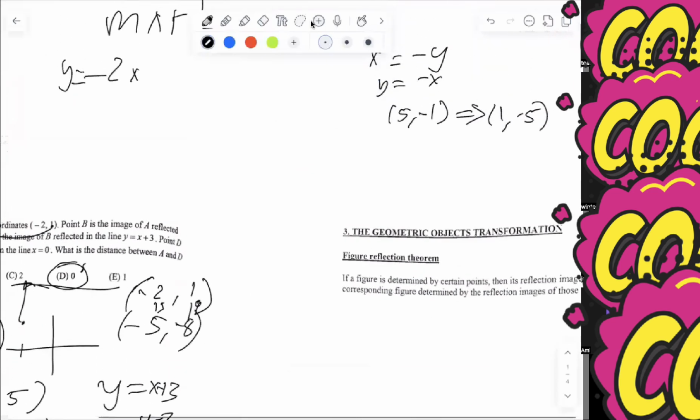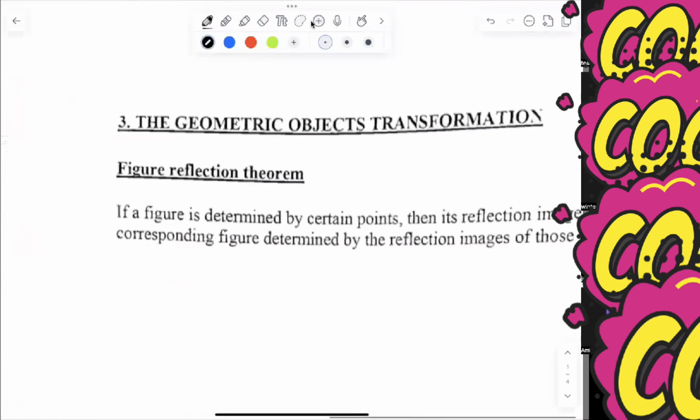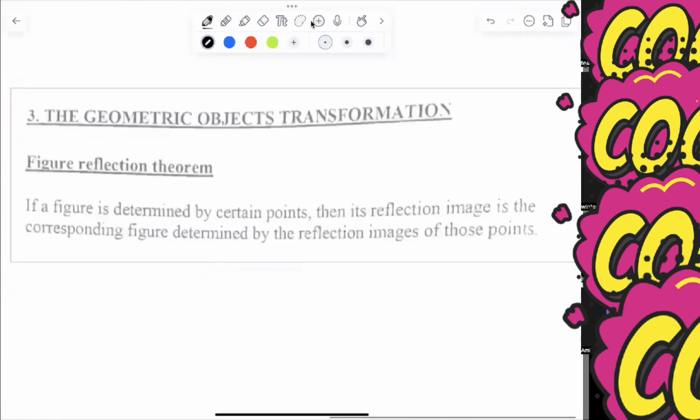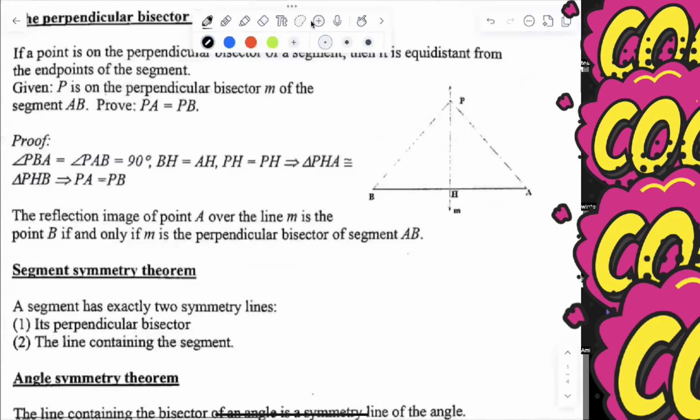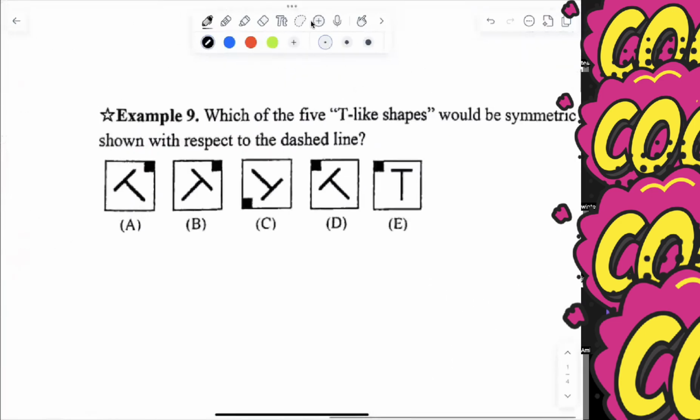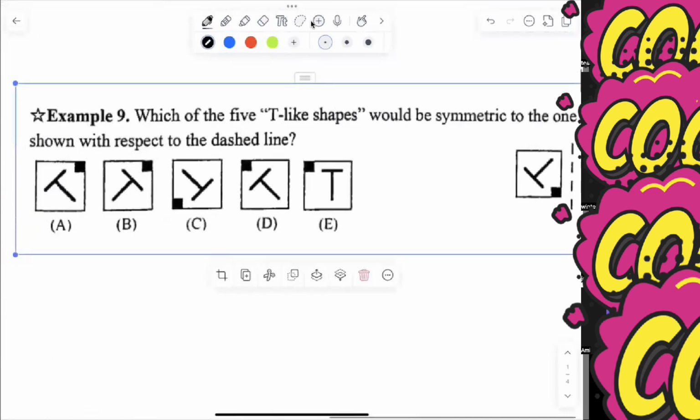Now, we're going to be talking about geometric object transformation. We already went over this part, and we also went over before in the last lesson. So let's do this. Which of the 5 T-like shapes would be symmetric to the one shown with respect to the dashed line? I'll let you guys have a try on this question. Tell me your answers in chat.